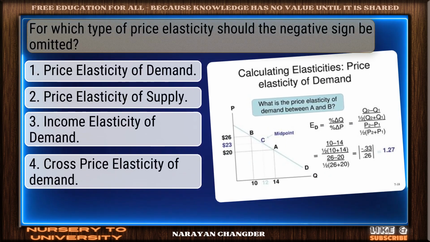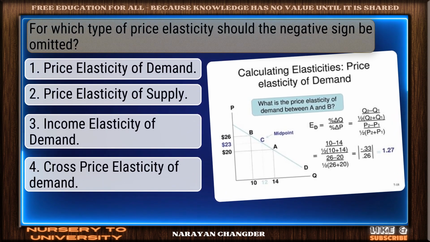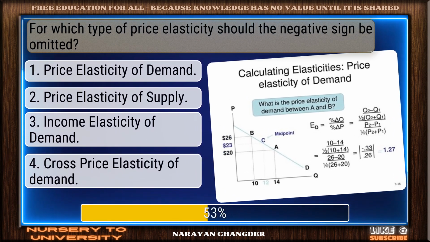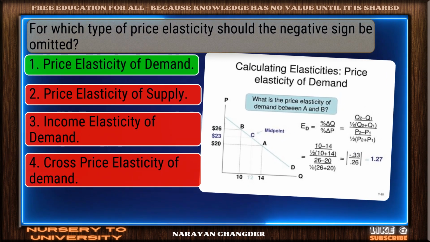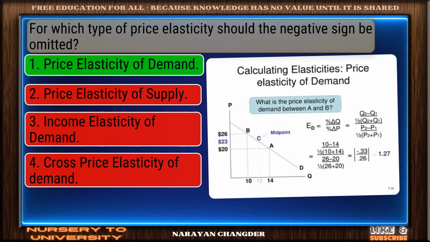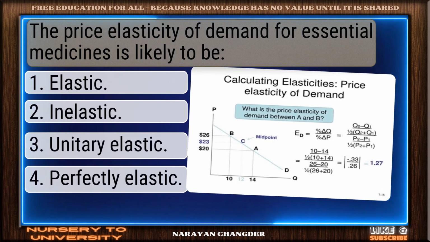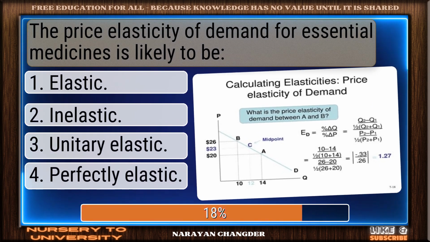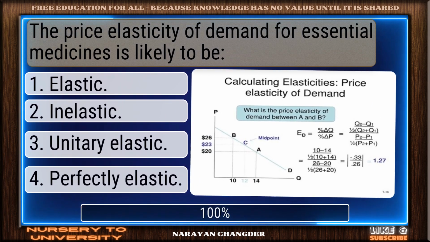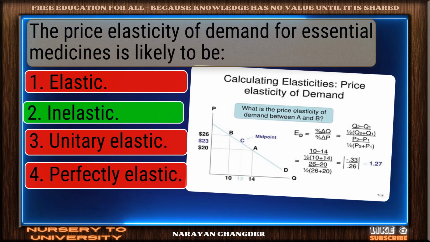For which type of price elasticity should the negative sign be omitted? A. Well done. Price elasticity of demand is the right choice. The price elasticity of demand for essential medicines is likely to be. You chose inelastic, and it is correct.